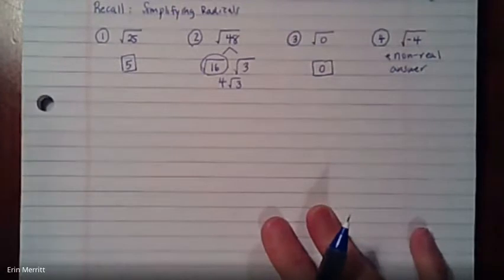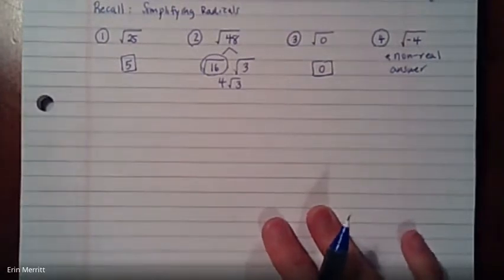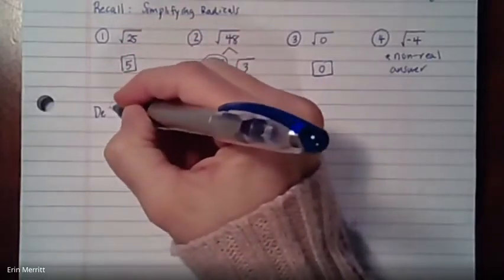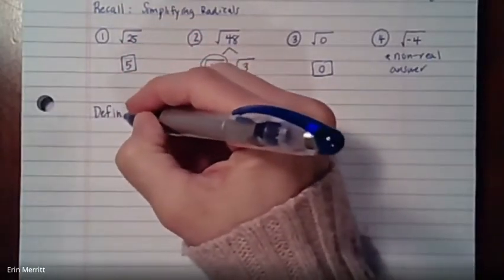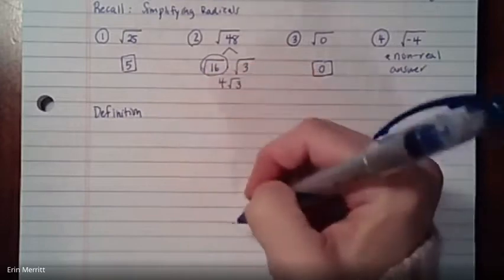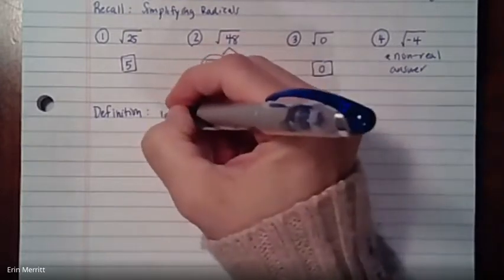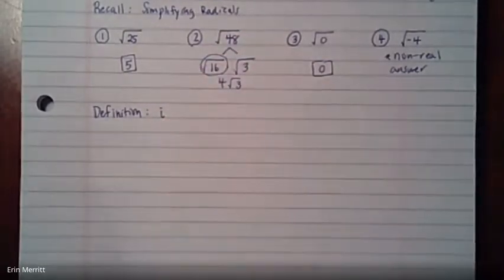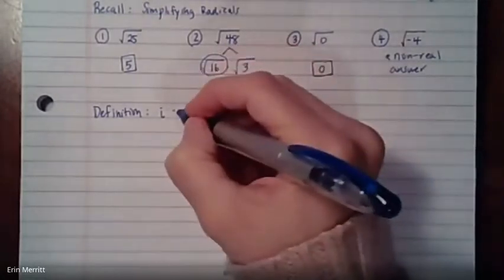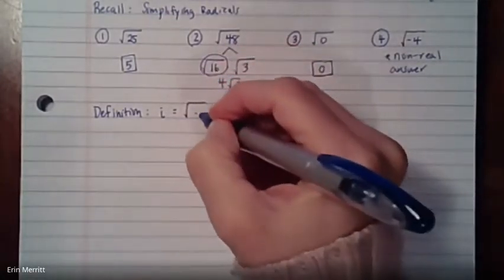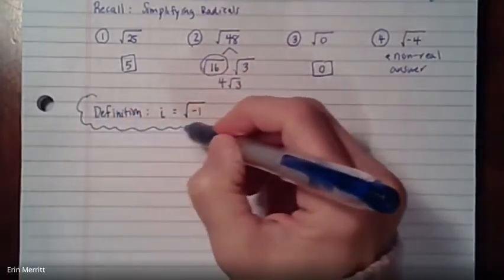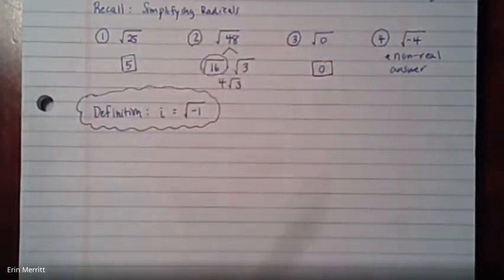So with that being said, what mathematicians decided to do was, well, what do we do when you get a negative underneath there? They decided to create the imaginary letter i. When we have i, and we put a little curl on it, we say that's equal to the square root of negative 1. That's the definition of what i is going to be.